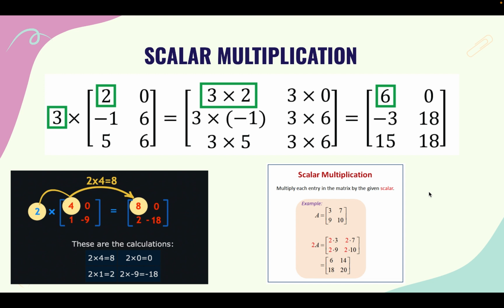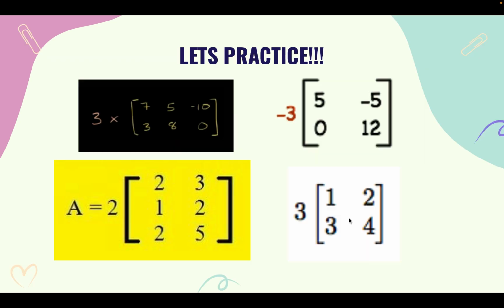And another example here, if A is this matrix, 2A would just be all of these elements multiplied by 2, which is 2 times 3, which is equal to 6, 2 times 7, which is equal to 14, 2 times 9, which is equal to 18, and 2 times 10, which is equal to 20. Now, let's practice with these singular matrices.